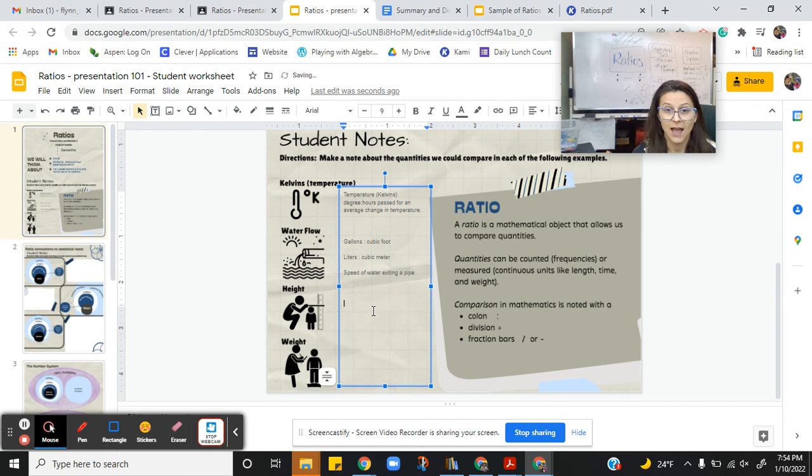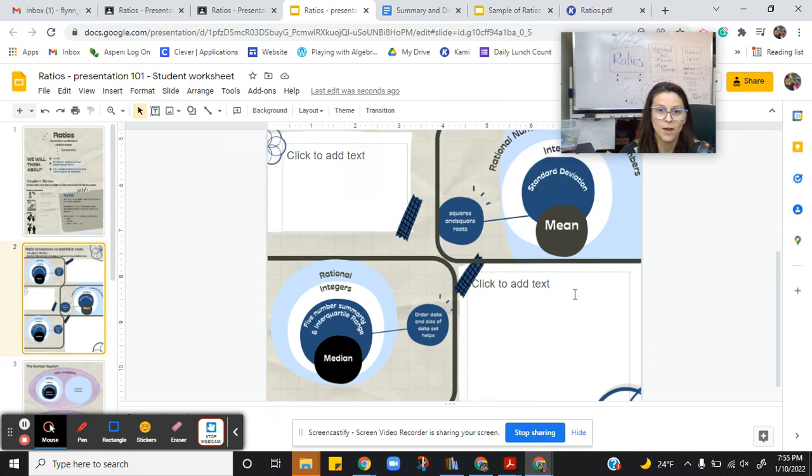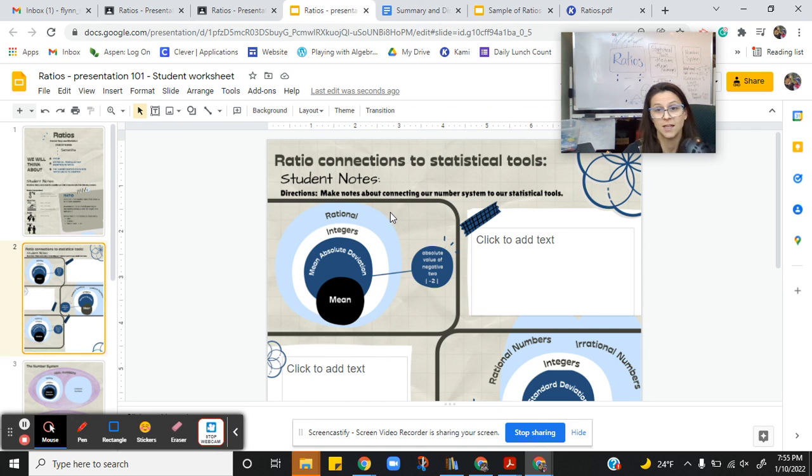Okay, height, how much you grow over a year, your height, your growth over time. Same thing with weight, growth over time, things like that. Okay. That would be the end of page 1 of your student notes and how that corresponds to the presentation. Next video will help you make notes about connecting ratios to the statistical tools we're learning about and thinking about. Okay.